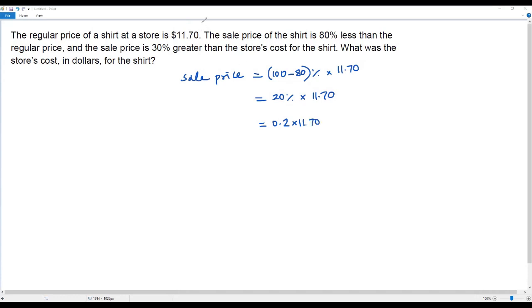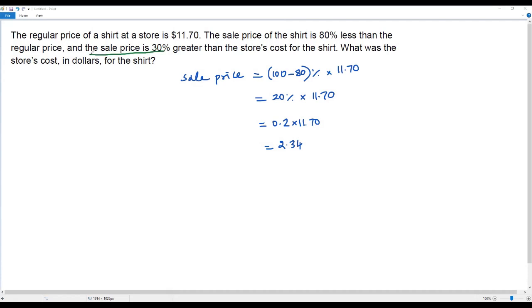Now let me multiply 0.2 and 11.70. I am getting 2.34. That is, the sale price of the shirt is $2.34. Now what we can do is consider the other information.